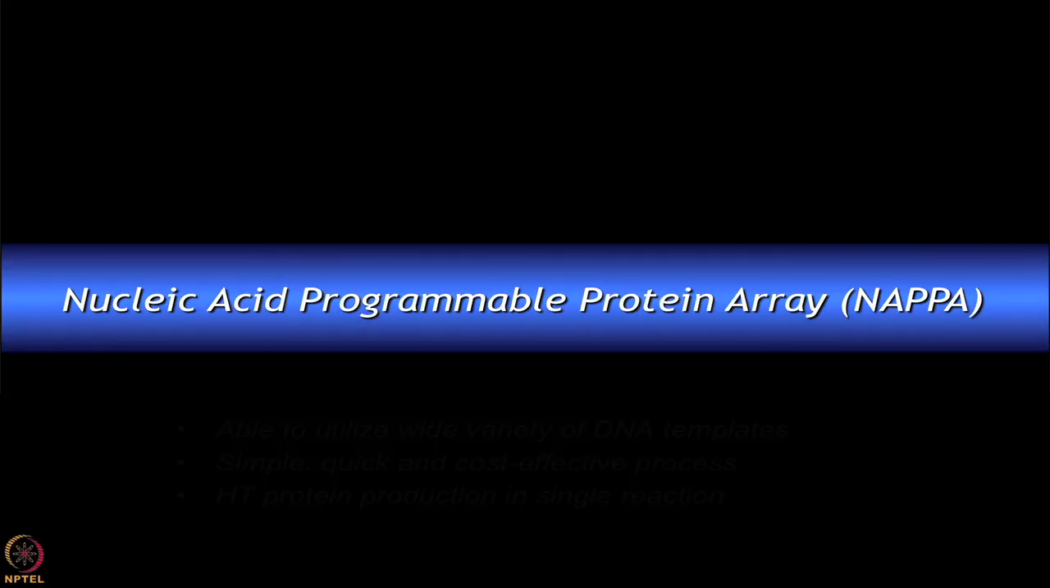So, let us talk about NAPPA, which is nucleic acid programmable protein arrays. This technology has shown the ability to utilize a wide variety of DNA templates, whatever is available in different repositories. All of those DNAs could be used to make the proteins on the chip. It is a very simple, quick and cost effective process, and one could do high throughput protein production in a straightforward, simplified and cost effective way.